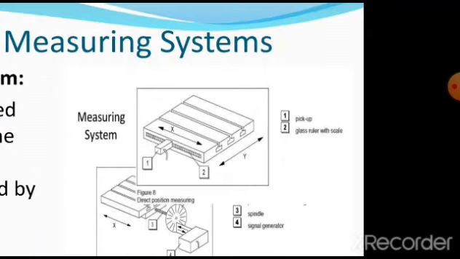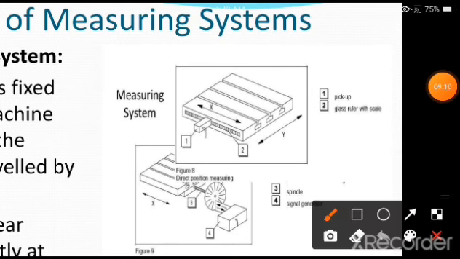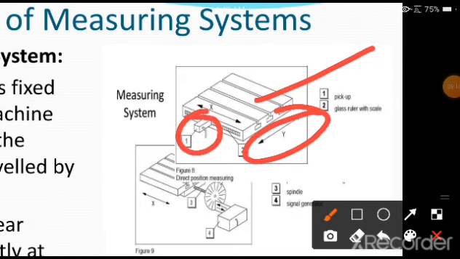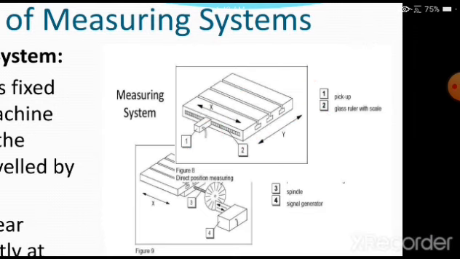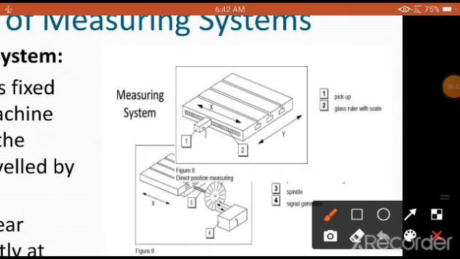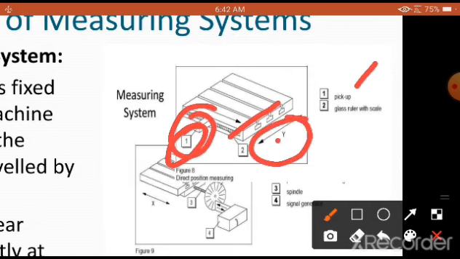Now here we have a work table provided with T-slots. This is the y-axis direction and this is the x-axis direction, which is indicated here, and such a system we call a direct measurement system. Why is it called a direct measurement system? Before that we need to understand certain components used here. Number one is the pickup. Pickup is basically a position sensor, which senses the position or the movement of the x-axis. Similarly, the same is also provided for the other axis, but it is not shown.